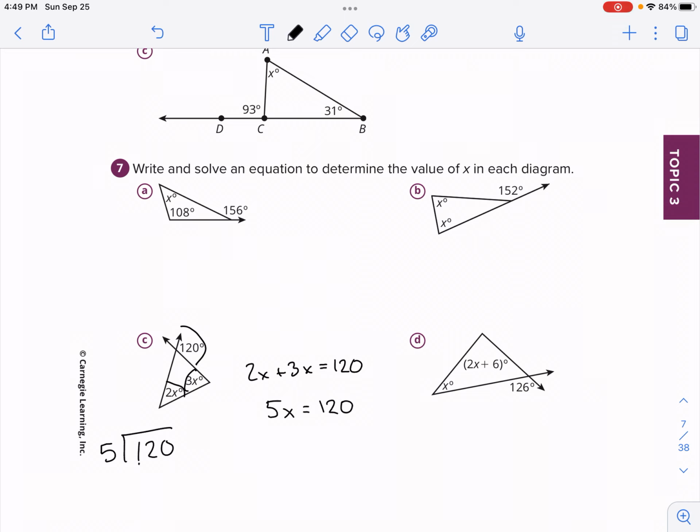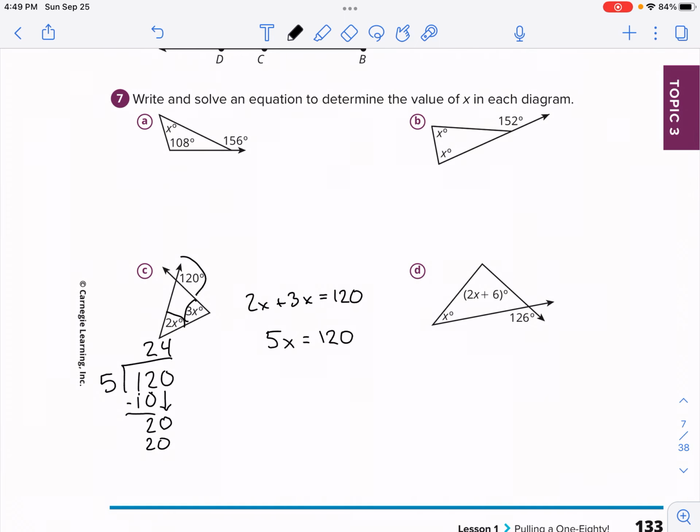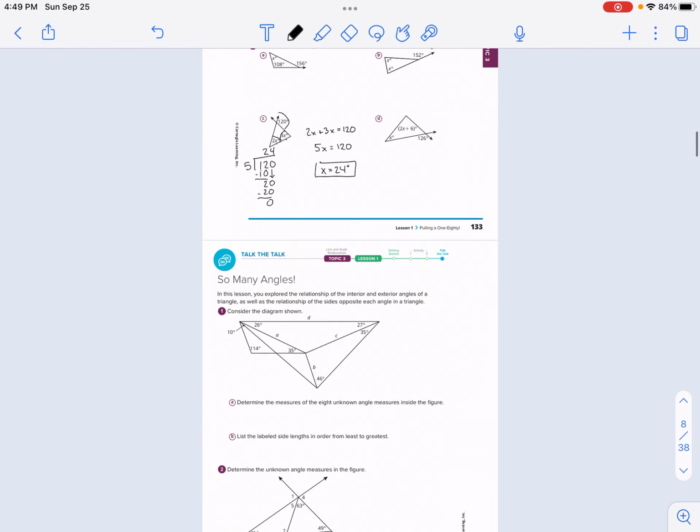5 cannot go into 1, but it can go into 12 2 times. 5 times 2 is 10. 12 minus 10 is 2. We'll bring down the next place value. And 5 can go into 20 4 times, which is exactly 20. No remainder. So we can say that x is 24 degrees. You can plug that into each one of these to figure out what their specific angles are. But we're going to leave it there. We're not going to do Talk the Talk.